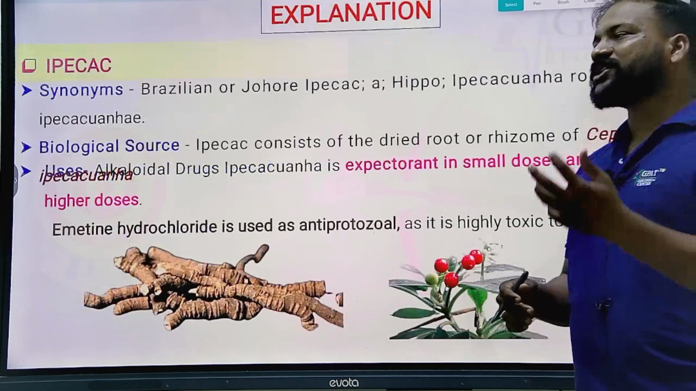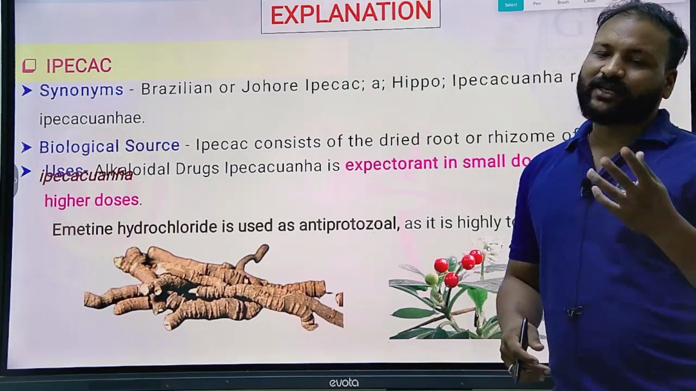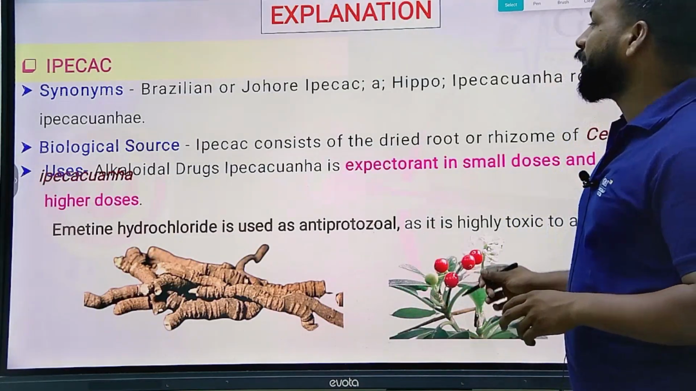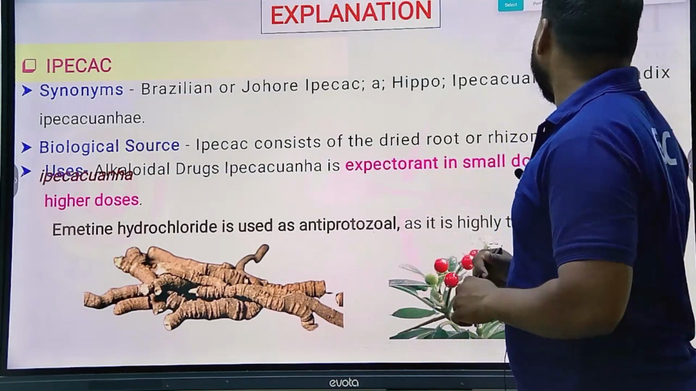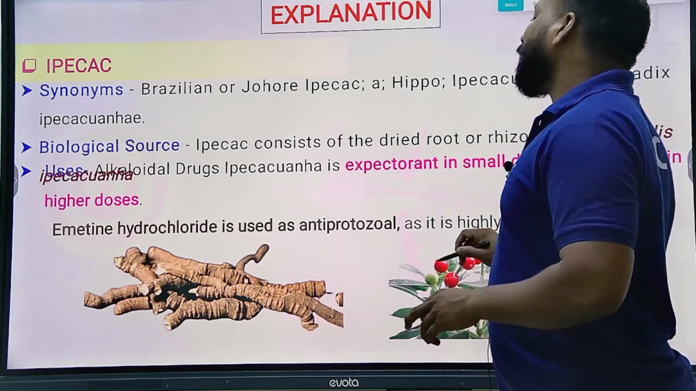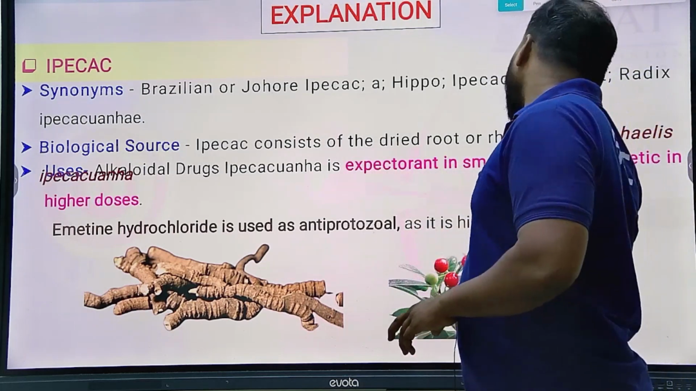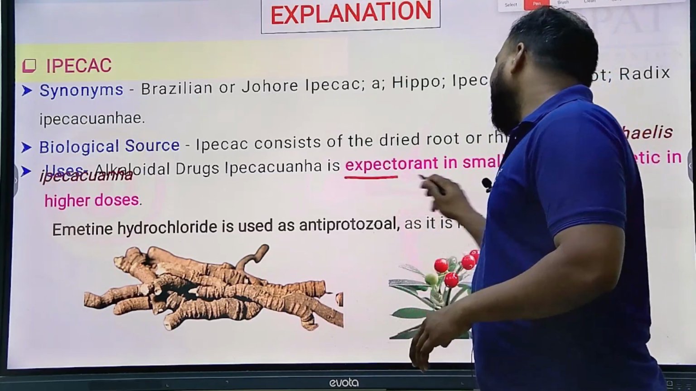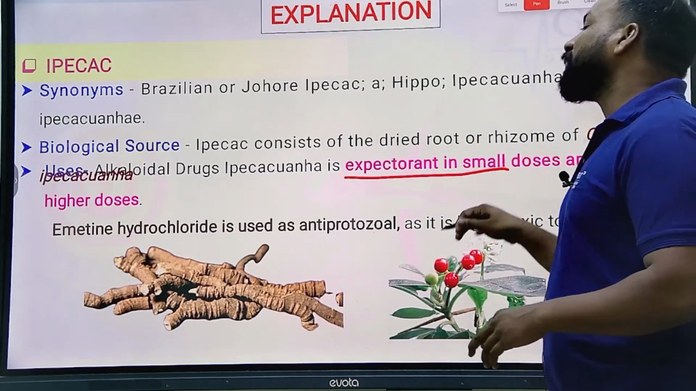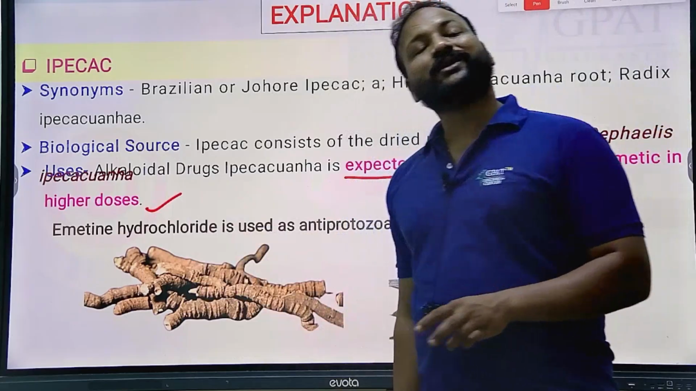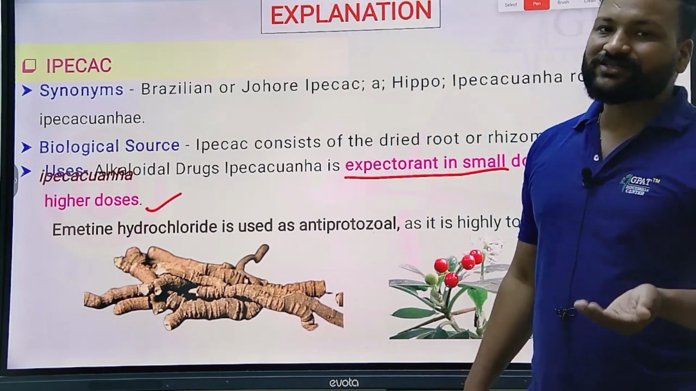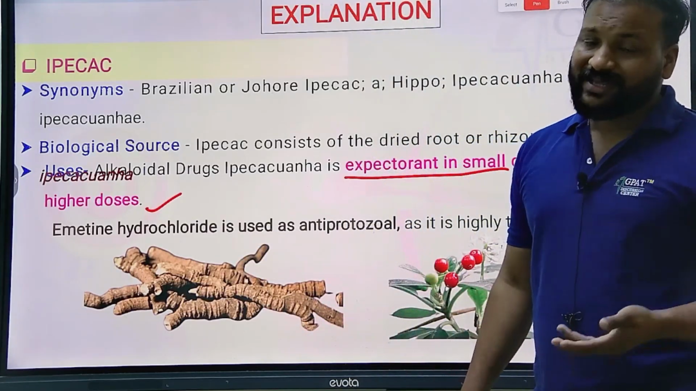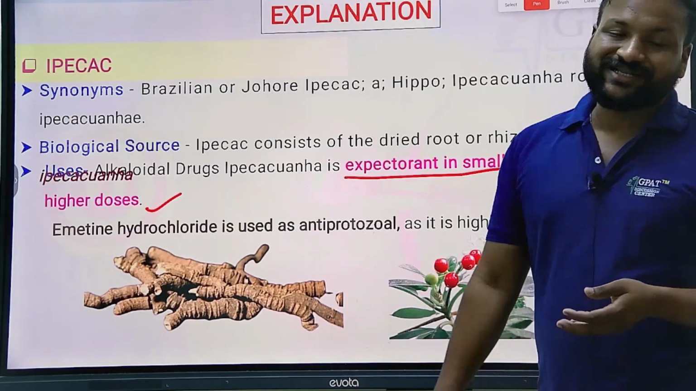Actually, it is concentration based. At lower concentrations it can exhibit two properties. You can see here, emetine acts as an expectorant in small doses and as an emetic in higher doses. Okay, actually it has two properties: in higher doses it acts as an emetic, in small doses it acts as an expectorant.